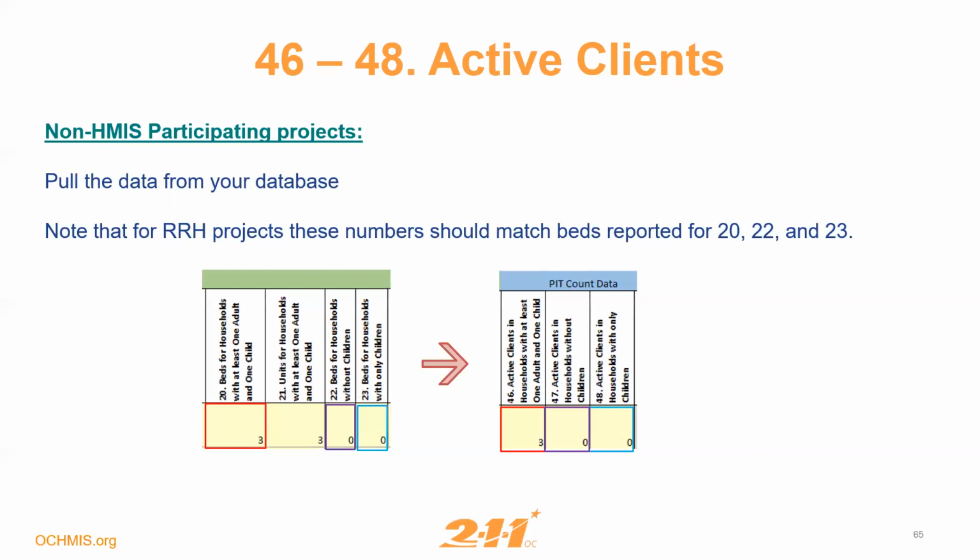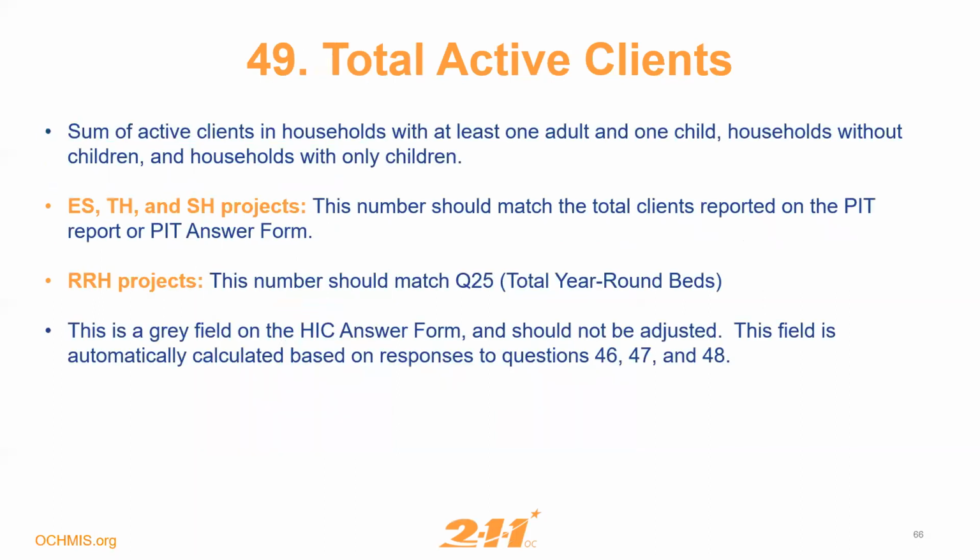So that is the end for questions 46 through 48. Then we have a gray field that will sum these numbers for you based off of what you responded to questions 46, 47, and 48. And this is just the sum of active clients in households with at least 1 adult and 1 child, households without children, and households with only children.